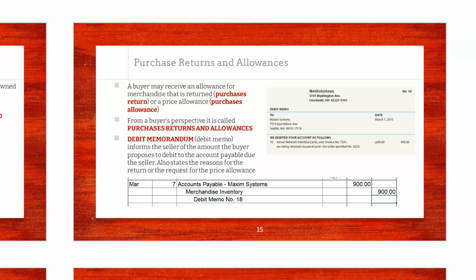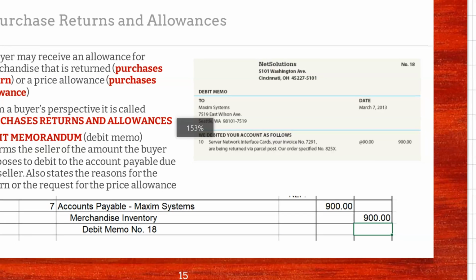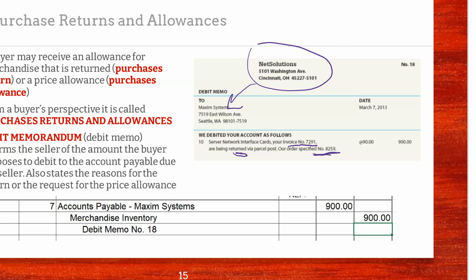So here we have a debit memo, okay? And it's a little difficult to see, so if I zoom in a little bit, okay? So Net Solutions, remember that's the name of the company, up here. They are sending this to Maxim Systems. That is somebody that they buy from, the seller. And they're saying that they would like to debit the account, what we owe you, we're debiting your account in regards to invoice number 7291 because we returned the item. All right, and we returned the item because you sent us the wrong thing.